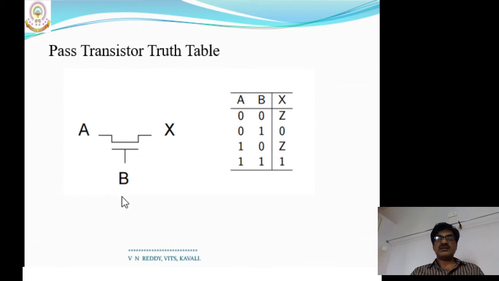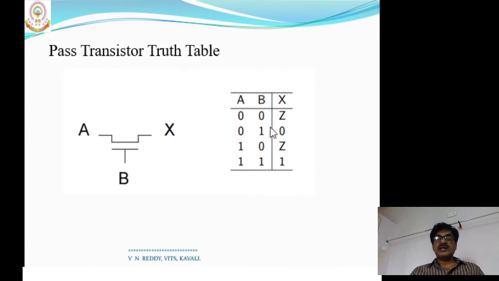So based on the B value, whether the transistor is switched on or off is decided. Let us see the first case, A is 0, B is 0. Since B is 0, the transistor is in off mode. The transistor being off means there is isolation between A and X. That's why X is in the high impedance state. It is considered a high impedance state because there is an open circuit between A and X.